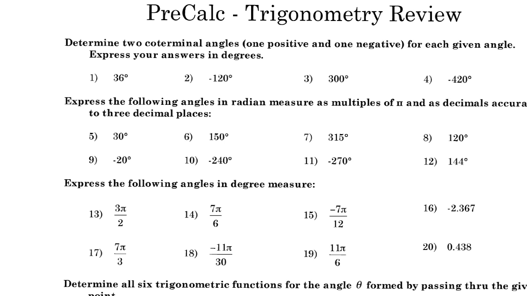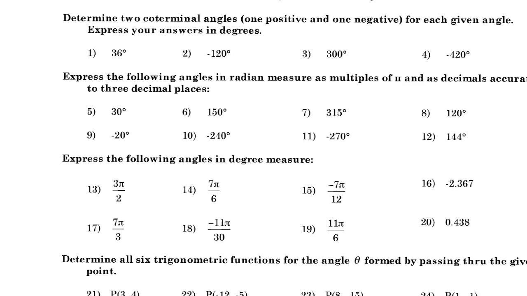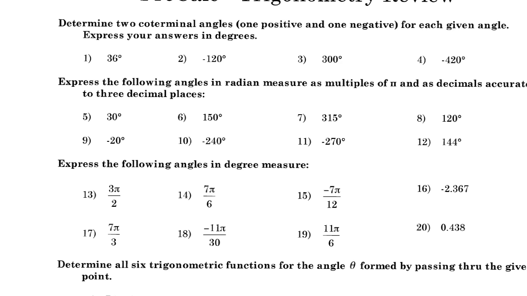First couple say find coterminal angles, so you're just going to add 360 and subtract 360. Second section, they're wanting you to change that to a radian measure, which we talked about in the previous video. You'll just use that conversion factor pi over 180 and then reduce accordingly.